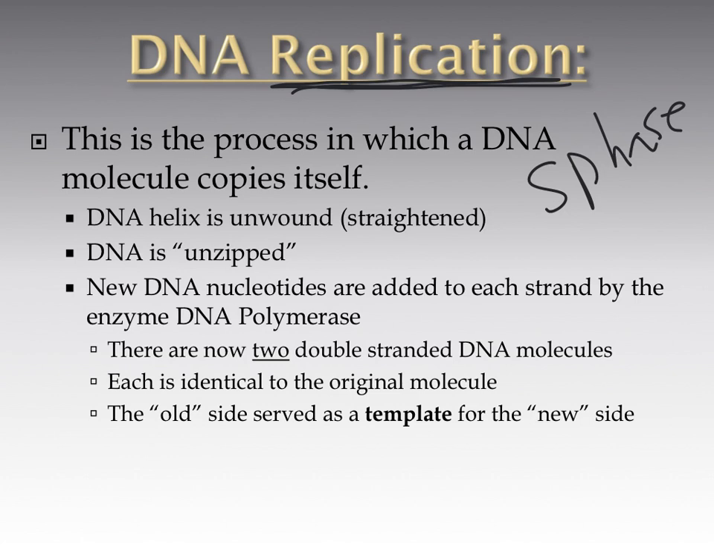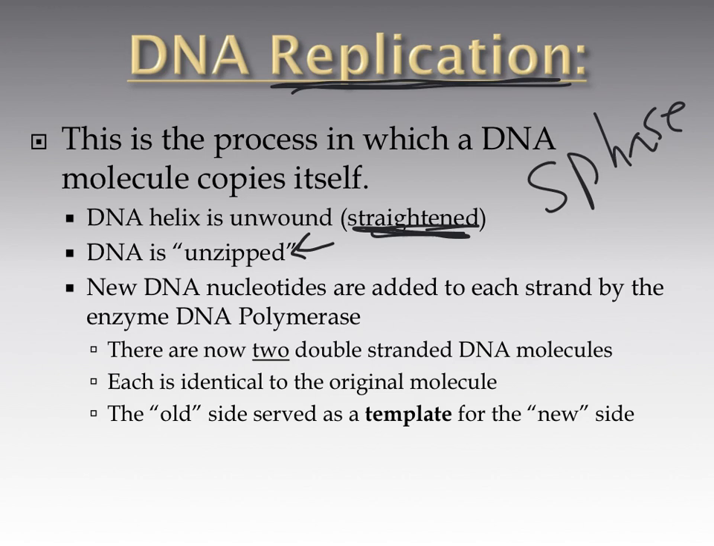But the simple steps are that the DNA helix is unwound, so that spiral staircase, that twisted staircase, becomes just a regular staircase, okay? It's no longer twisted up. And then the DNA is unzipped. What that means is that the hydrogen bonds in between the 2 nitrogenous bases are broken, okay?